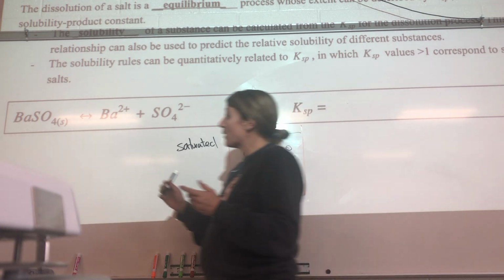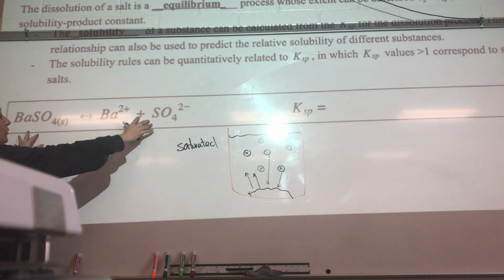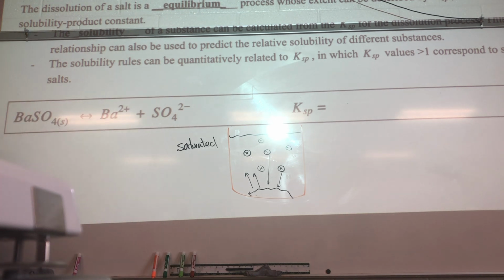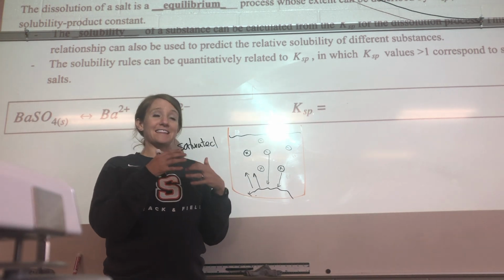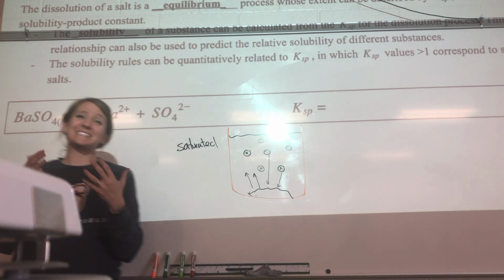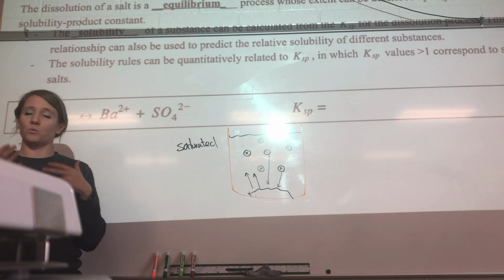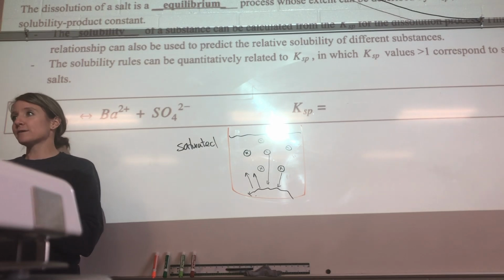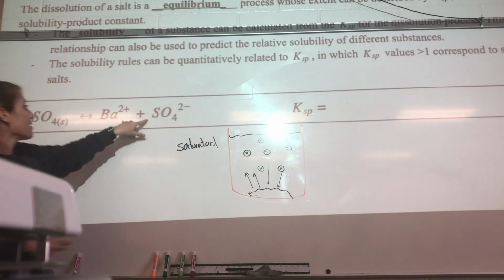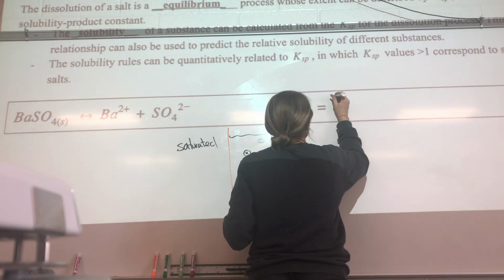So, this right here is an example of barium sulfate. Because it's an equilibrium system, it has an equilibrium constant. We call it KSP just to signify that it's for solubility. But it's the same exact setup as all our other Ks. So what is the setup for K? Products over reactants, right?